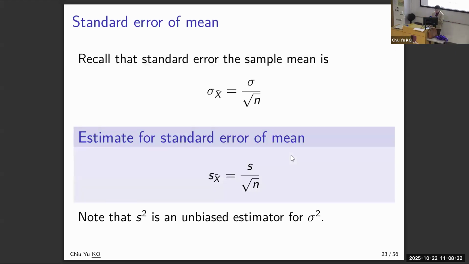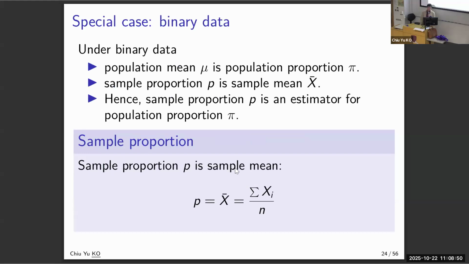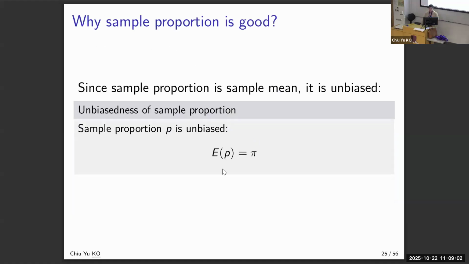So the next is the standard error of the mean, which is just s over root n, replaced by this. Remember, it is the standard deviation of the sample mean, so it's replaced. And the binary data is just a special case, right? The sample proportion is an unbiased estimator of the population proportion. That is nothing new there.